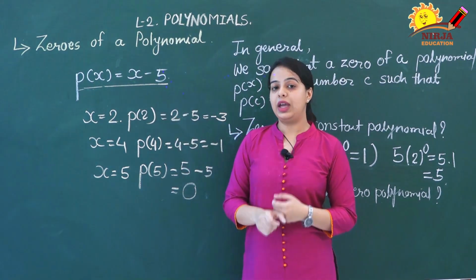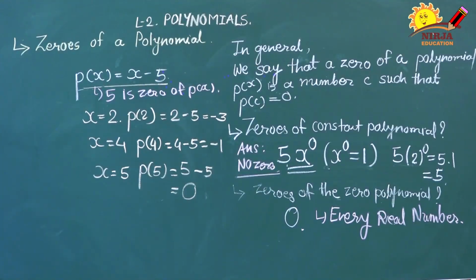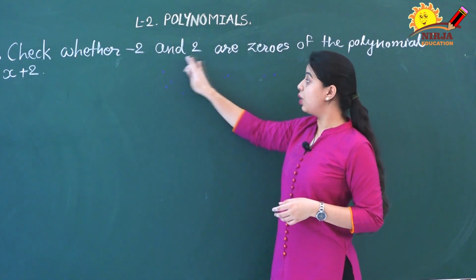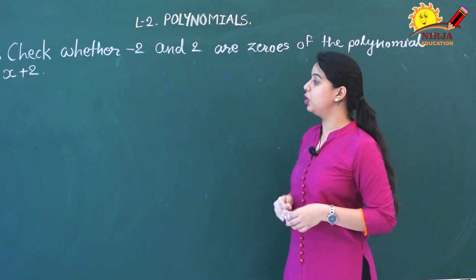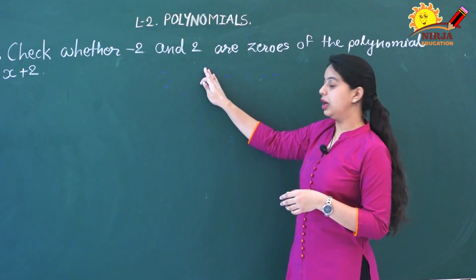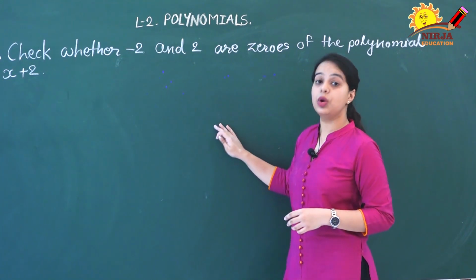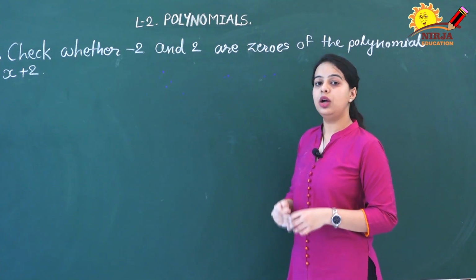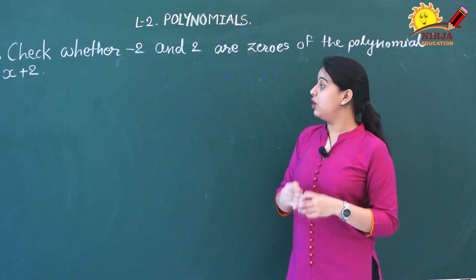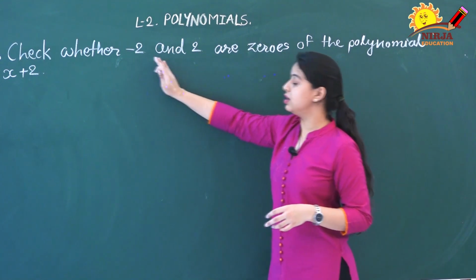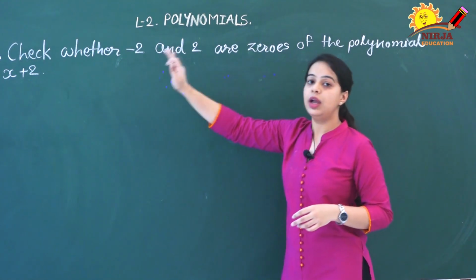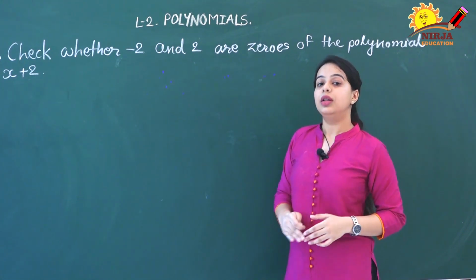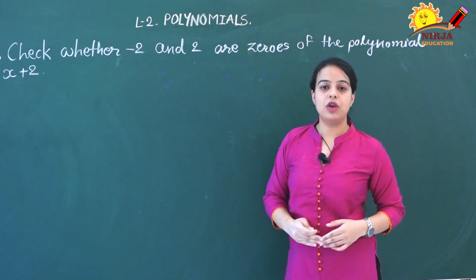Now let's solve some examples. Check whether -2 and 2 are zeros of the polynomial x plus 2. Here they have given one polynomial x plus 2, and we need to check -2 and 2 are zeros of polynomial or not. How we can check? If we are going to put the value of -2 and 2 in this polynomial, and for that value we are going to get our polynomial as 0, then that can be a zero of polynomial.